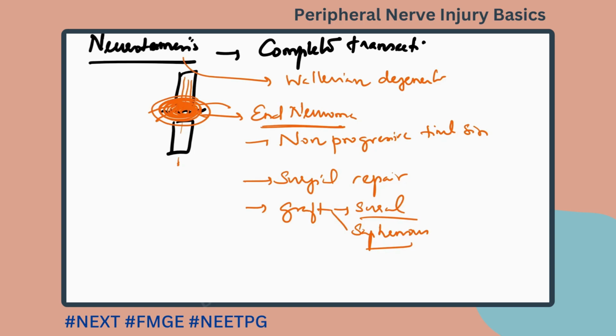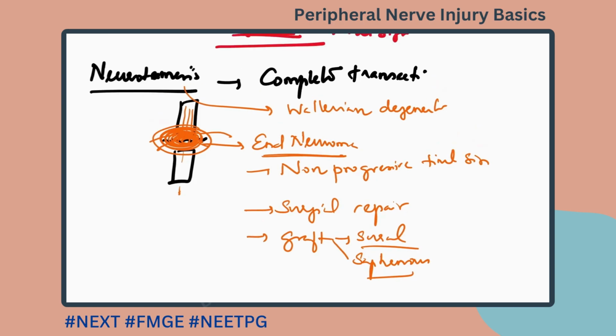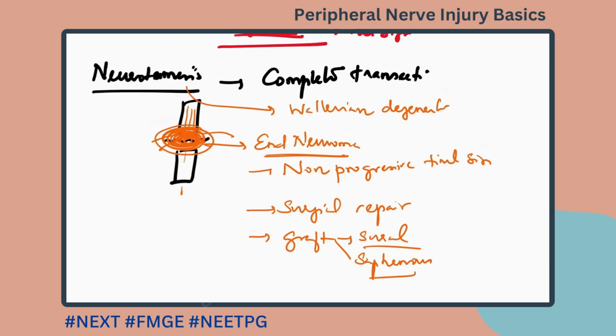But in neurotmesis, the entire nerve gets cut off. The nerve does not know where to go. They are pathless. They form an end neuroma, which results in a non-progressive Tinel sign. And it requires surgical repair. Using a graft you can do it, and that graft you can take either from the sural nerve or from the saphenous nerve to repair the nerve. Clear? So this is about the nerve injury classification.